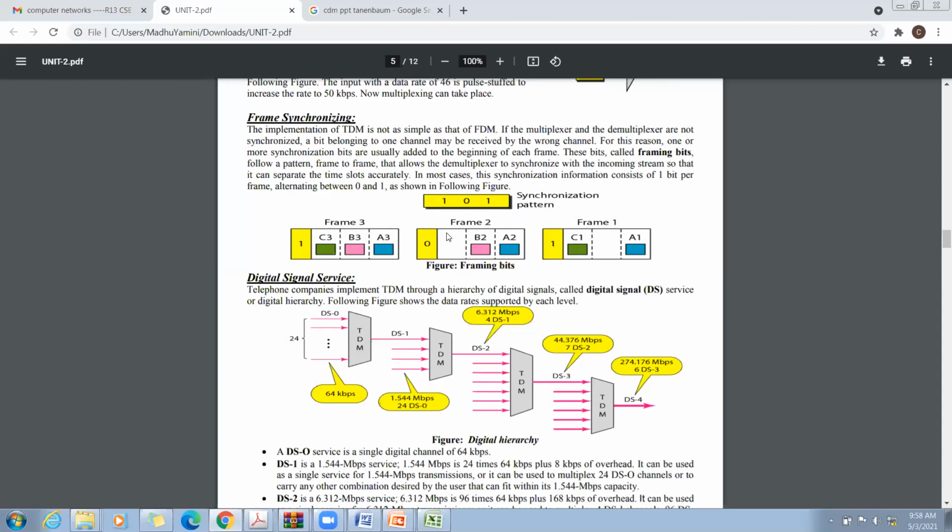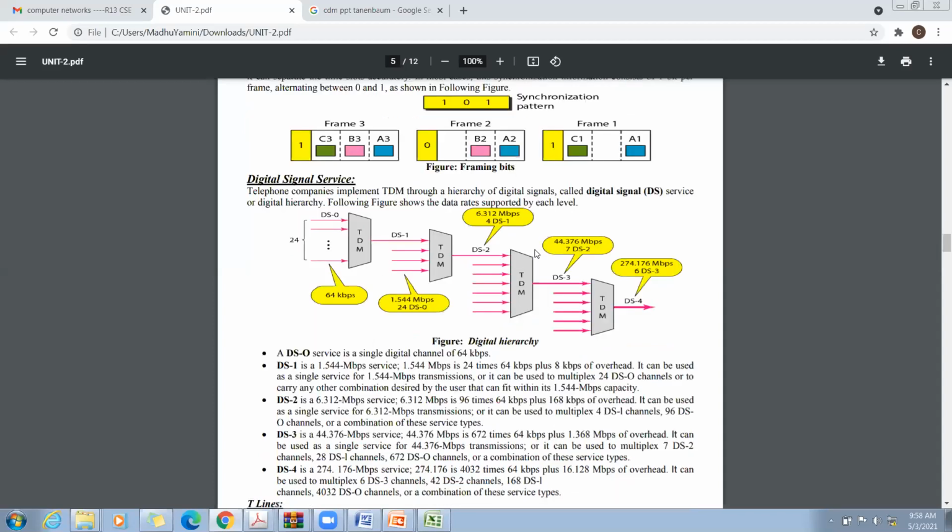Just to all dear students, we are 46 members in the meeting. Just note it down and take a screenshot. Observe what the synchronization pattern is and what the relation is between frame 1, frame 2, and frame 3. I will ask this question tomorrow. This is a recorded class. In tomorrow's class, I will ask. You need to tell the relation. Okay.